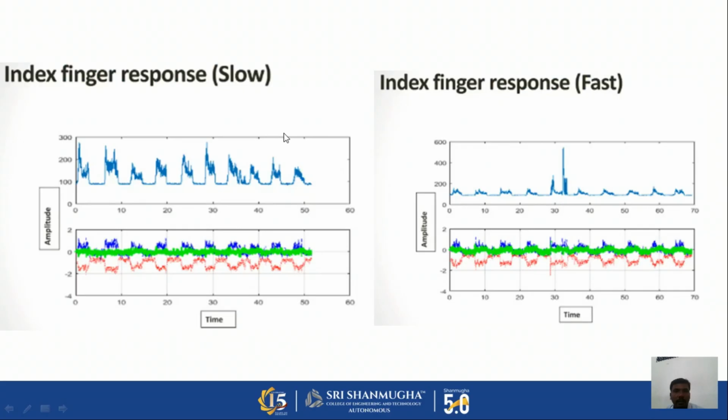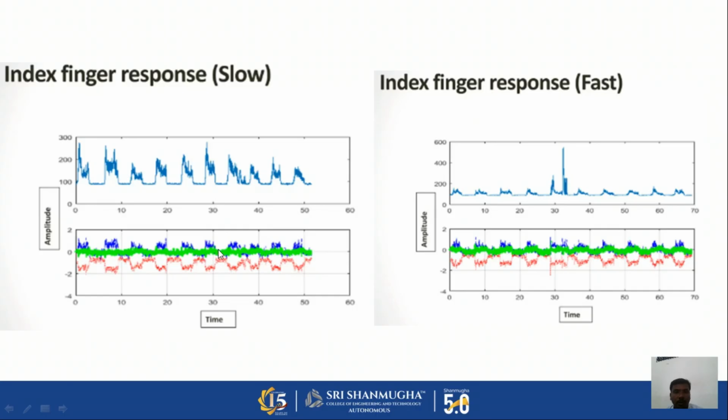So in this slide, the EMG signal response during slow movement of the index finger. When the index finger moves slowly, the muscle contraction occurs gradually. As a result, the electrical activity generated by the muscle is relatively small. Therefore, the EMG signal amplitude appears lower compared to faster movements. These slow movements help researchers understand fine motor control and precise muscle activation.